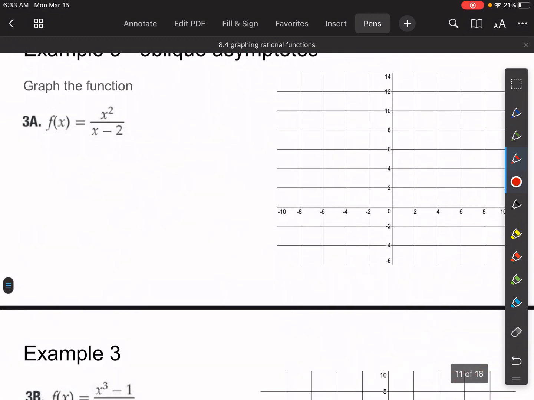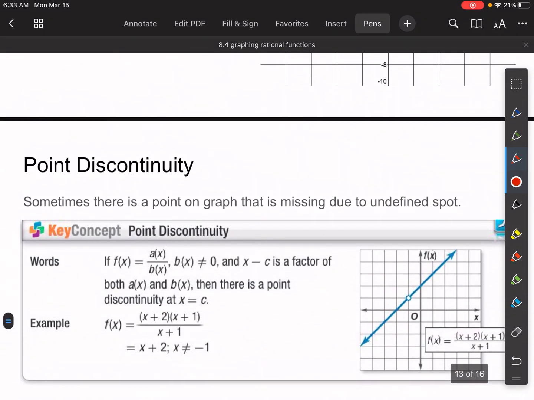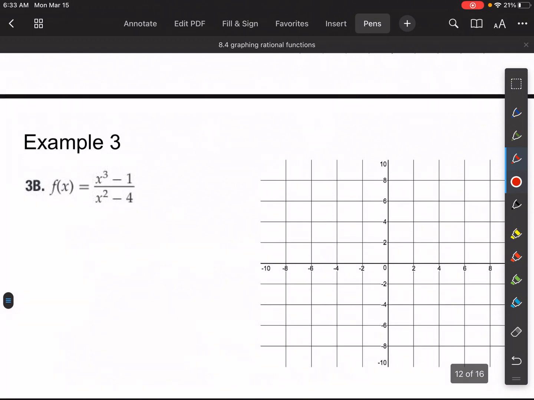All right, so let's do one of these fully out, and then we'll talk about point discontinuity, and then we'll be done. All right, so here we go. For example 3, we have x to the third minus 1 over x squared minus 4. What I would want you to do for this is consider factoring this thing out. So this is a difference of cubes, and then we have a difference of squares.